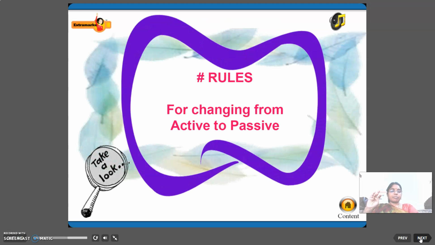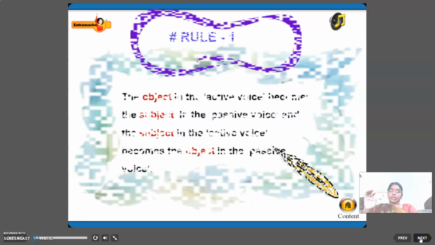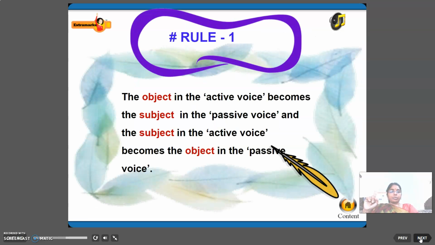Rules. What are the rules for changing from active to passive voice? Right? First rule. The object in the active voice becomes the subject in the passive voice. The subject in the active voice becomes the object in the passive voice. The subjects will get interchanged. Right? That is rule number 1. First, you have to identify what is a subject and what is the object. Interchange subject and object.